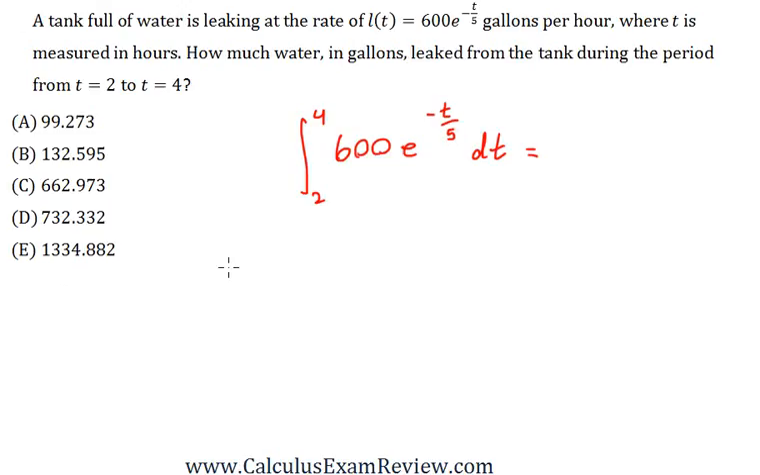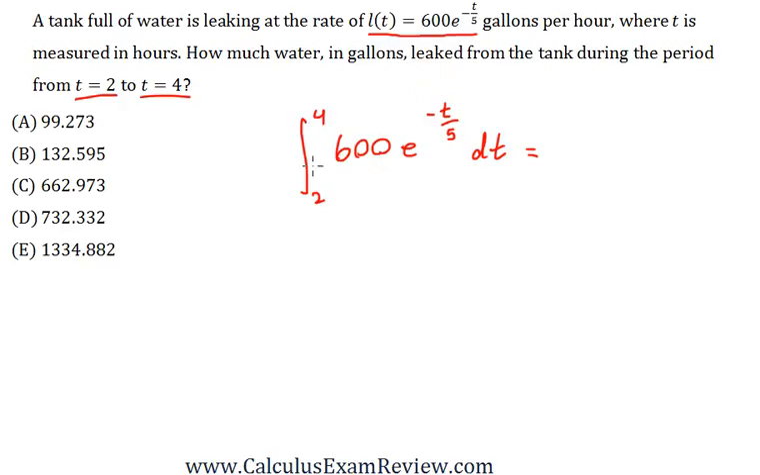Okay, here we have a tank full of water that's leaking at a rate of L equals 600 times e to the power of negative t over 5. And we want to know how much water in total leaked out of the tank from t equals 2 to t equals 4. So what we need to do here is, of course, we're given the rate. We want to figure out the total amount of water that leaked out of the tank.